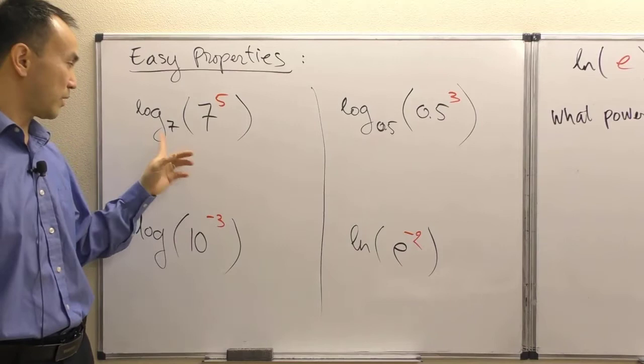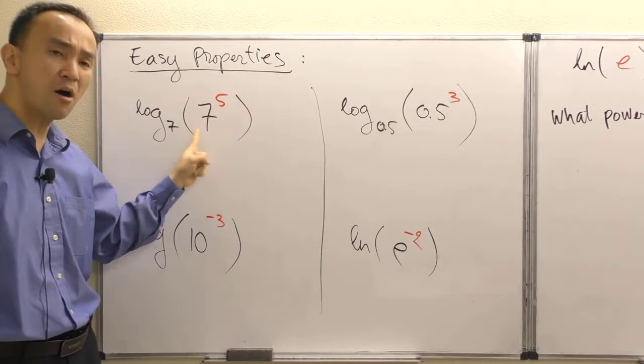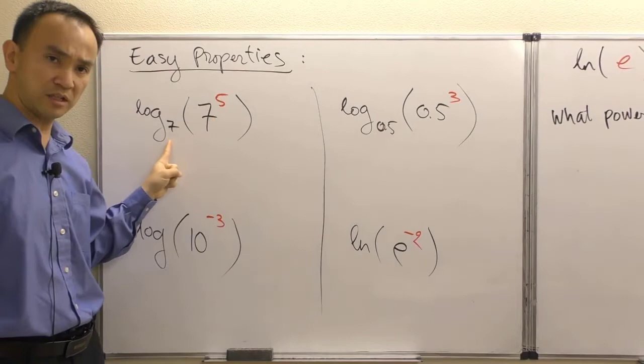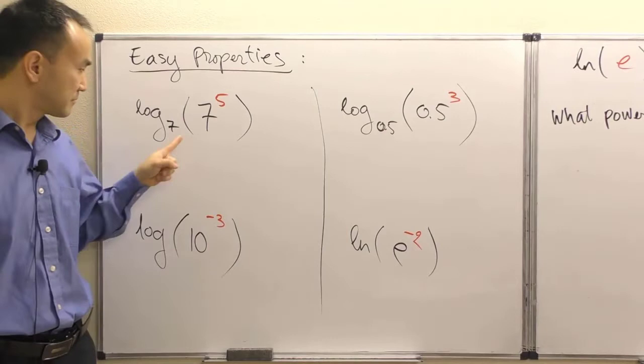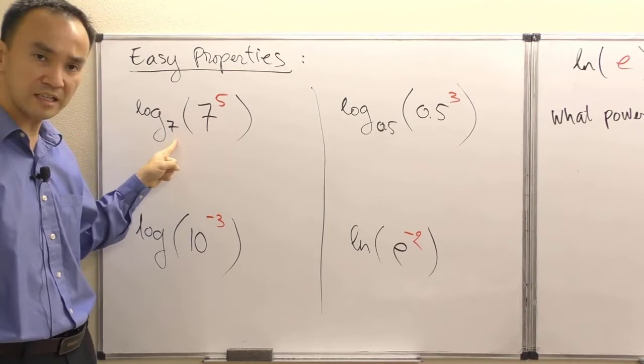What I see here is log base 7 for the first one. The argument has already been expressed as a power, power 5 of 7. But notice how the base of this power is a 7, which agrees exactly with the base of the logarithm. The base here agrees exactly with the base of our logarithm. Base and base are exactly the same.